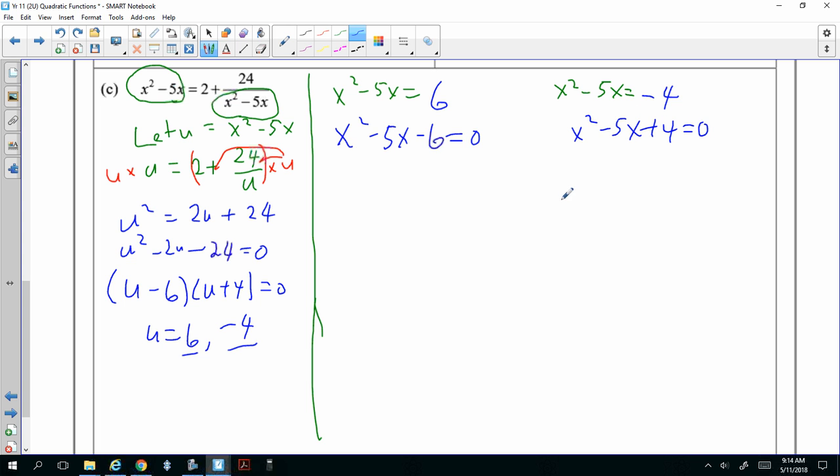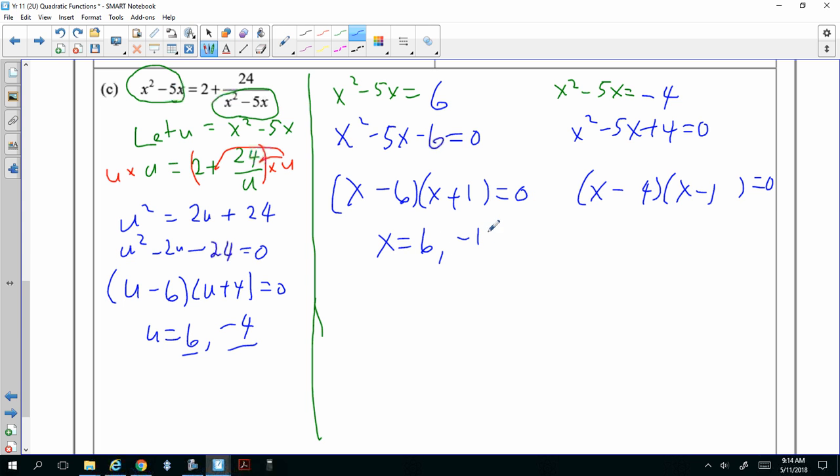Okay, so what do you have? We just keep going. And then we'll just solve. What do we have? Minus 6 and 1. Good. And how about the other one? Oh, cool. So we get x is 6, negative 1, 4, 1. 4 solutions. Any questions? So it's all pretty straightforward.